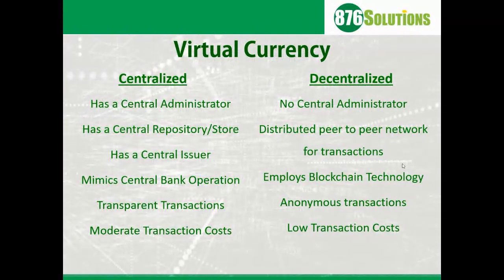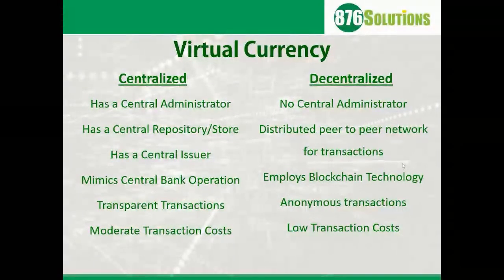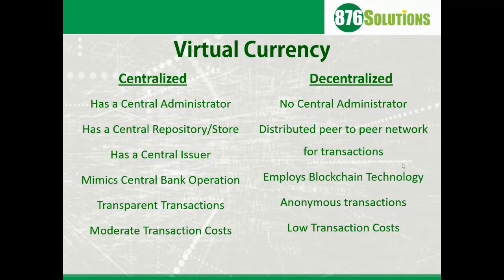So what's the difference between centralized and decentralized? The centralized ones mimic, kind of, what happens with a central bank digital currency. It has a central store, a central administrator. It's one issuance authority, and it really mimics what the central bank does, but it's not issued or controlled or regulated like the central bank digital currency. The decentralized virtual currency, which is the one that everybody is familiar with, Bitcoin and Monero and Zcash and all of those, are not regulated. They're not controlled by the central bank. They're not controlled by any government.